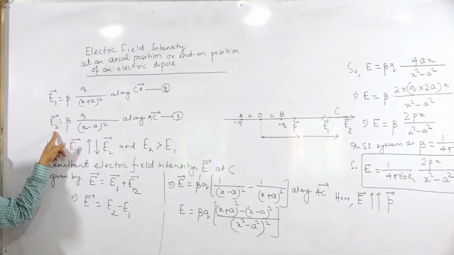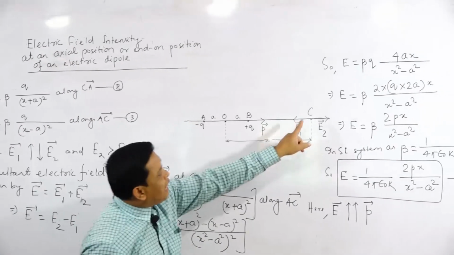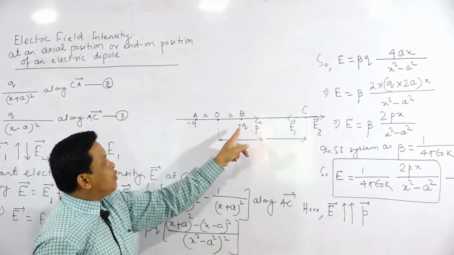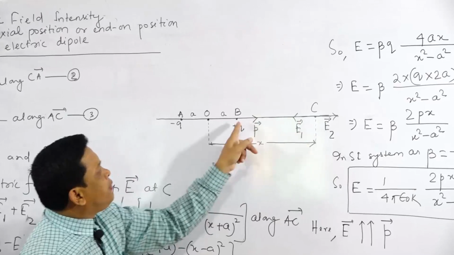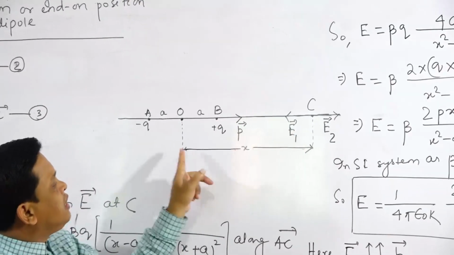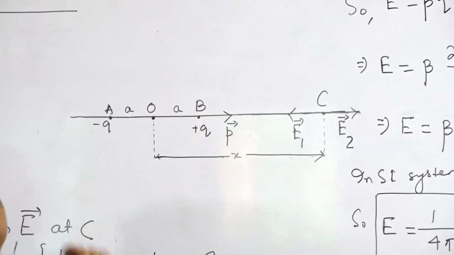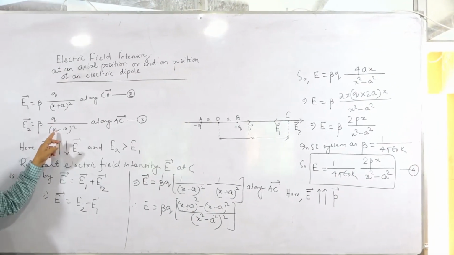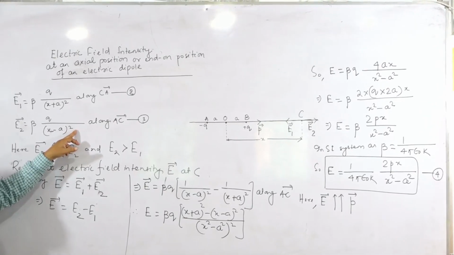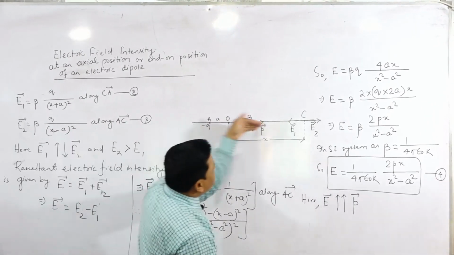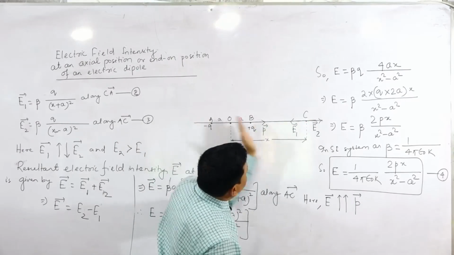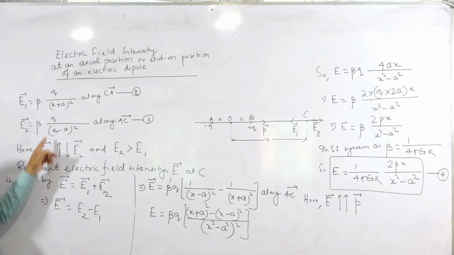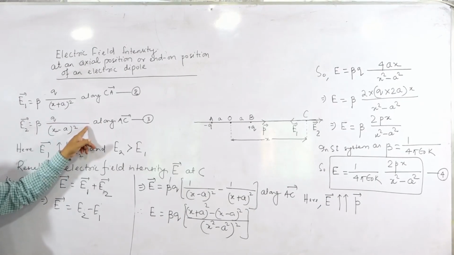Similarly, E2 vector, electric field intensity at C due to plus Q charge. Now the distance of point C from point B is x minus A. So E2 vector equal to beta Q by (x minus A) square along AC vector, because it is positive charge, so away from it. Clear? Now look at these two formulae, 2 and 3.